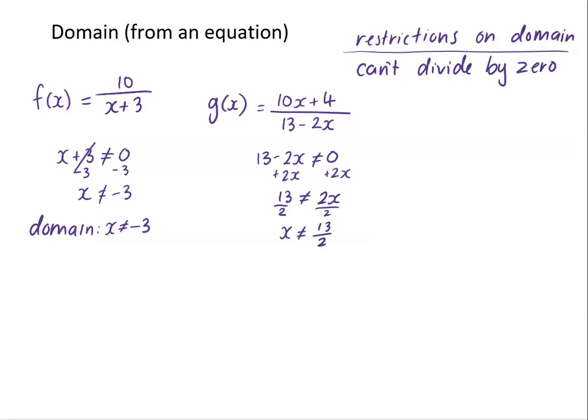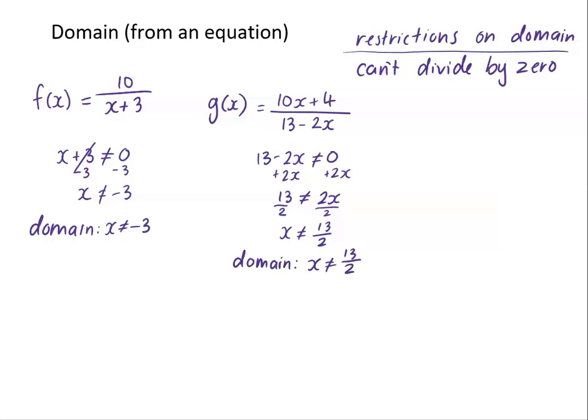Because if we have 2 times 6.5, that's going to be 13, and we'll have 13 take 13, which will equal 0. So my domain for g of x is all the values except for 13 over 2. X is not allowed to equal 13 over 2, or 6.5.